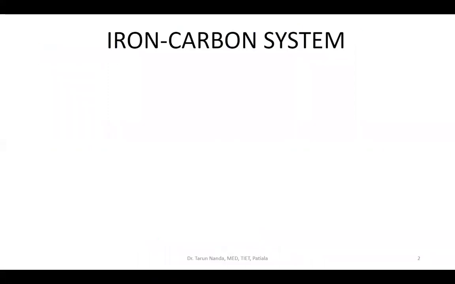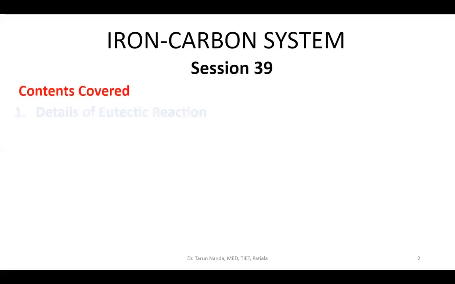And as you remember, in the last session, we had started our discussion on the invariant reactions which happen on the iron cementite equilibrium diagram. There are three reactions. We have already discussed in detail the peritectic reaction. The other two reactions are the eutectic reaction and the eutectoid reaction, which we'll take up in detail in this particular session.